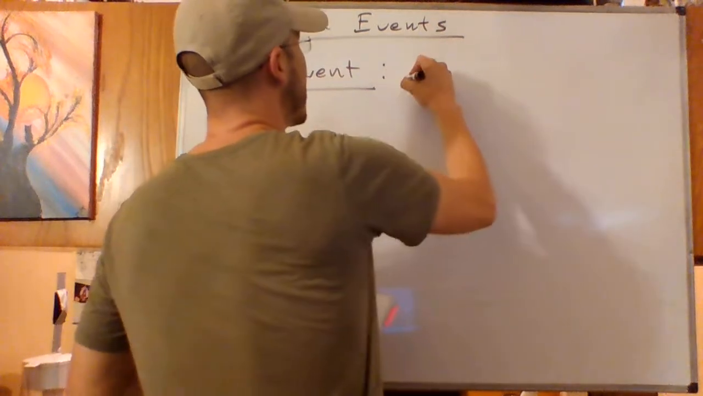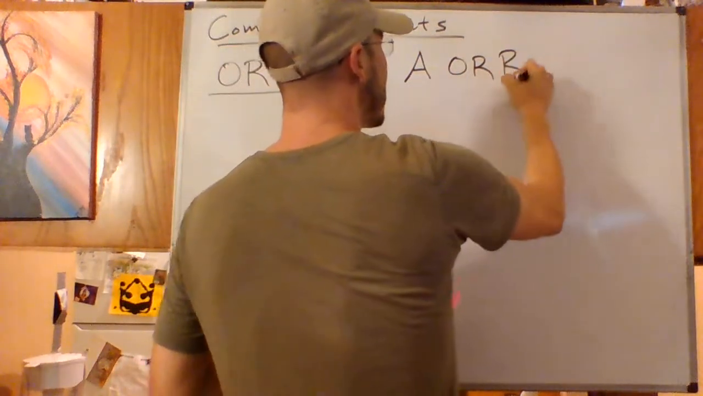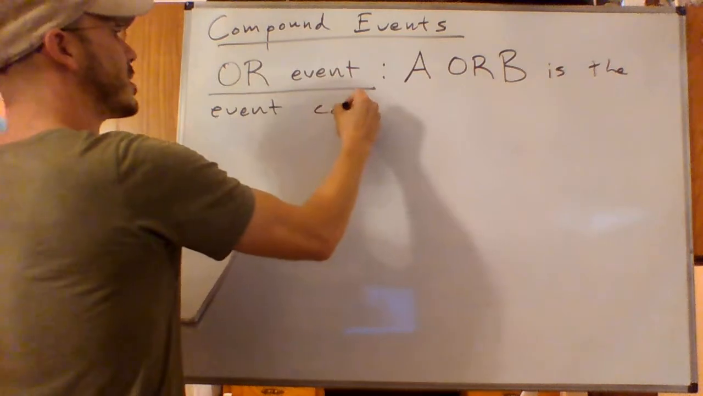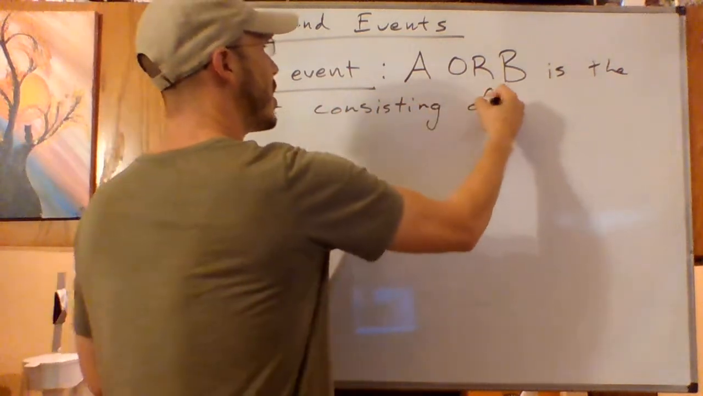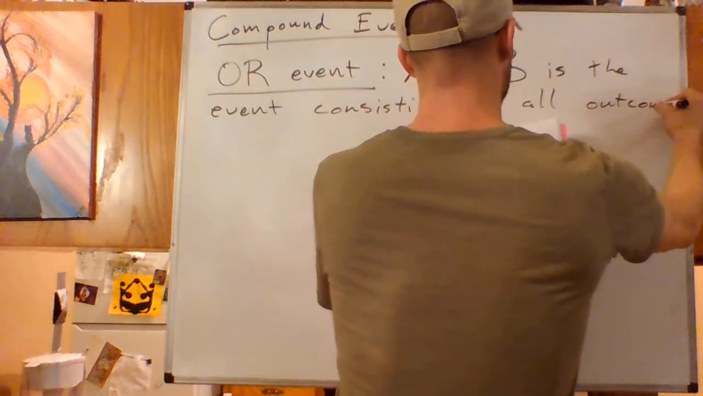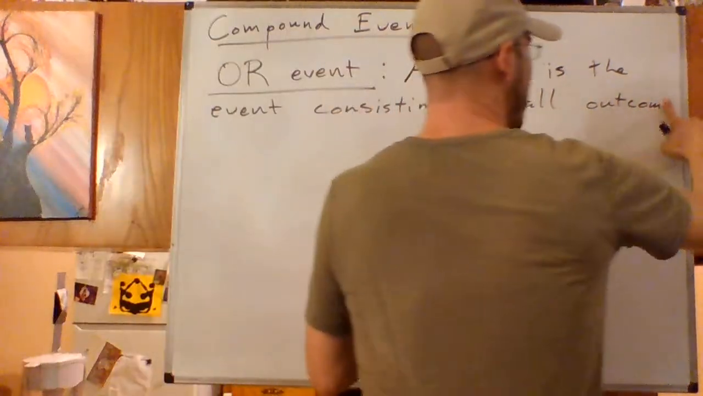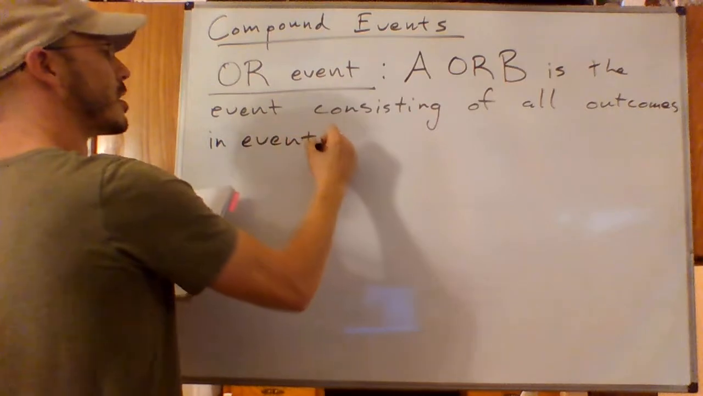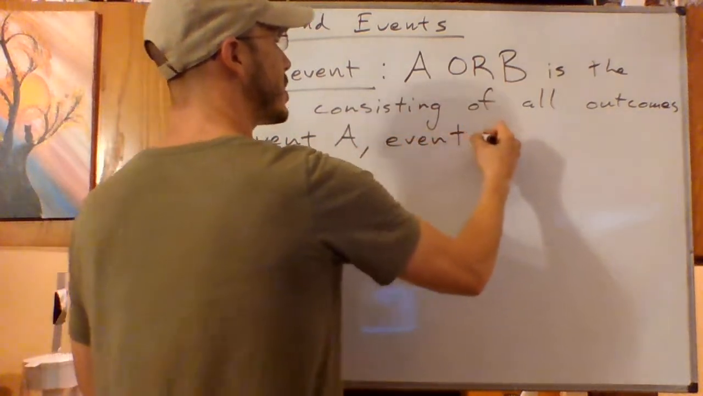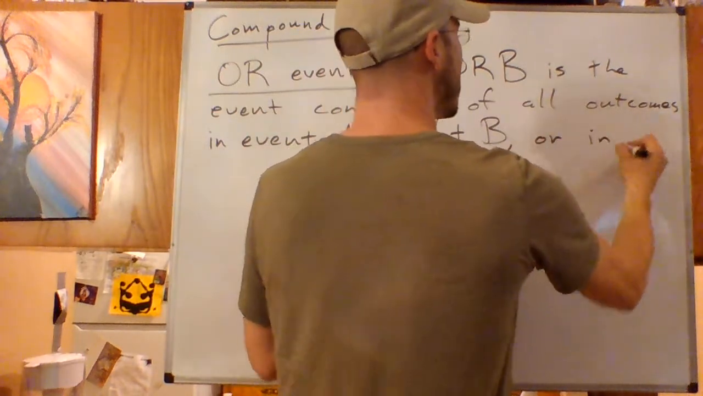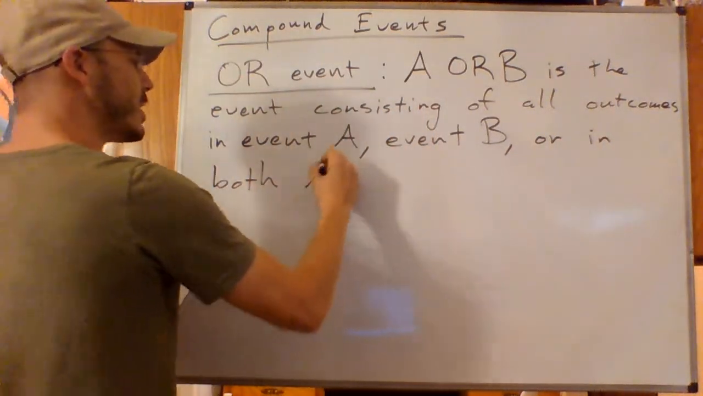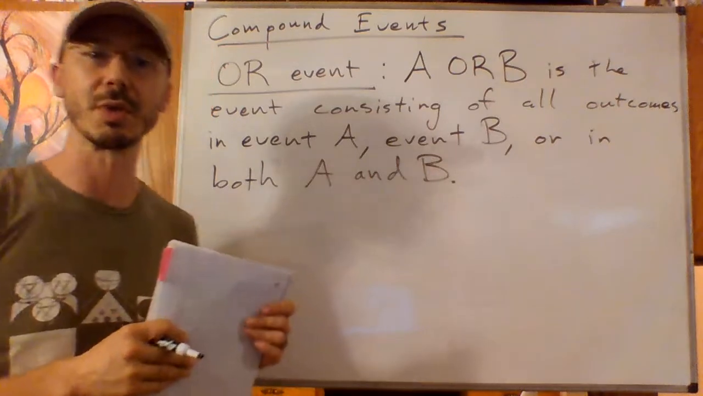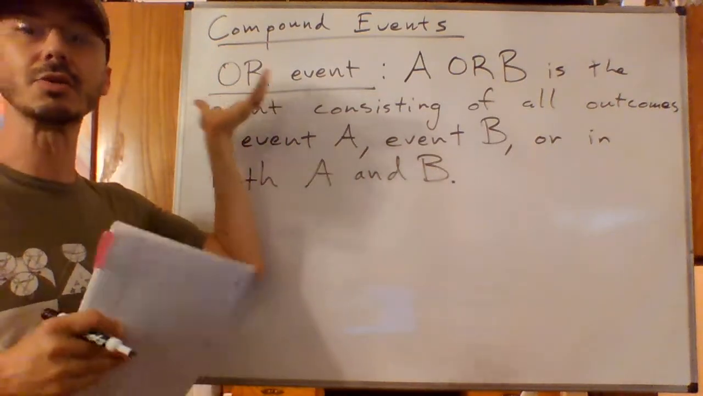It looks like this. A or B is the event consisting of all outcomes in event A, event B, or in both A and B. One or the other or both situation is what the OR means. It's also called the inclusive OR.